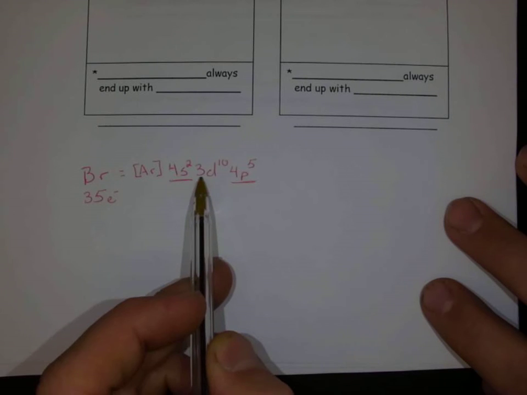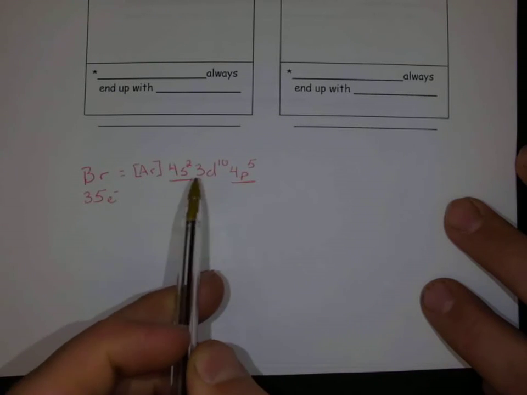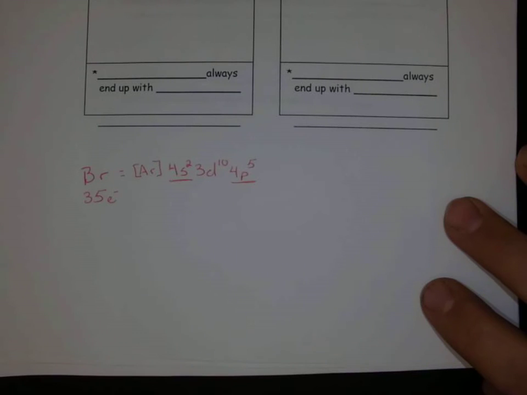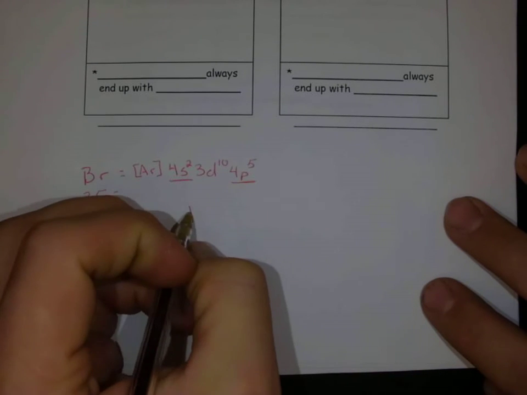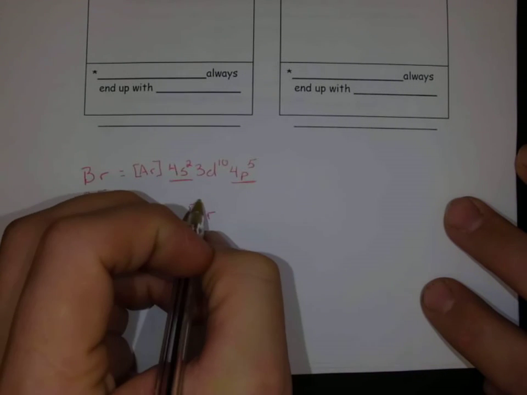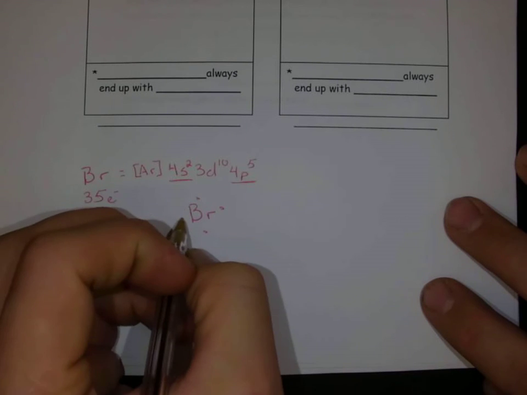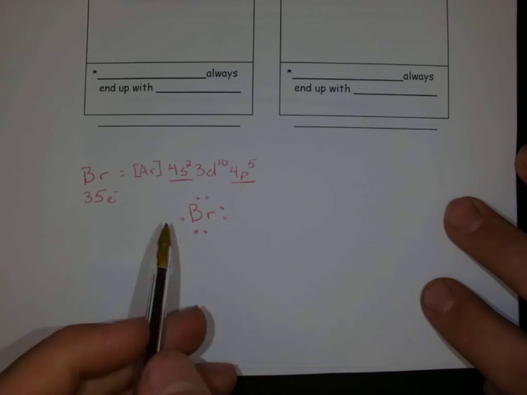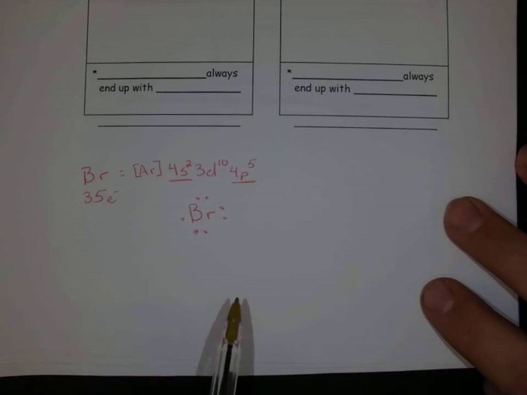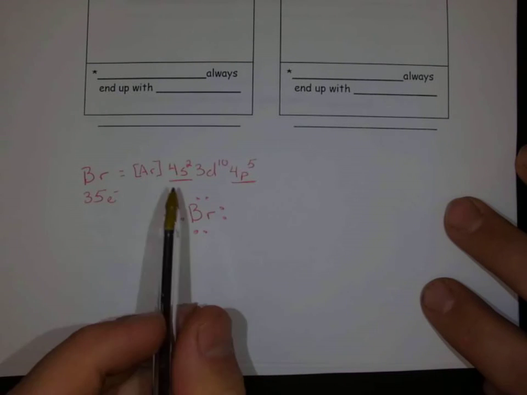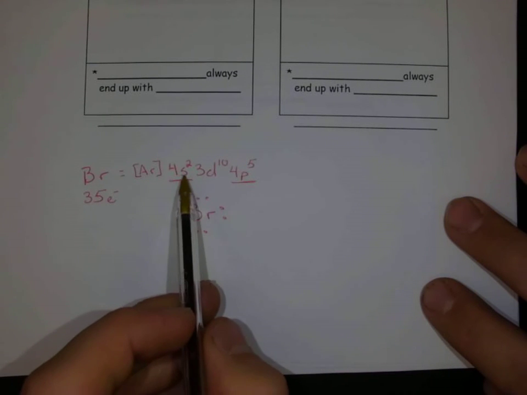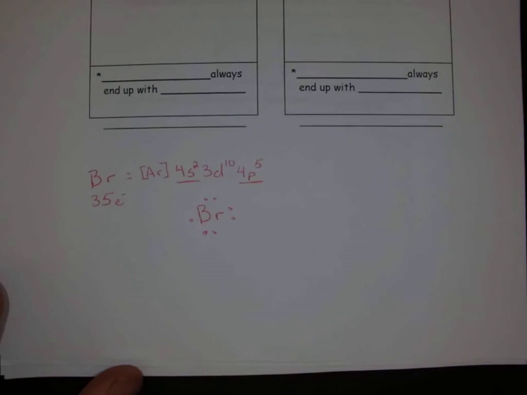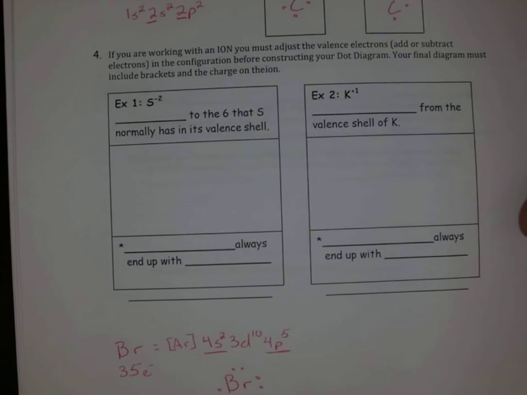3 is lower than 4. So the 4th energy level is my highest energy level. These 7 electrons are in my highest energy level. So my Lewis dot diagram for it would be 1, 2, 3, 4, 5, 6, 7 electrons. I have 7 dots around my bromine symbol, so I have 7 electrons that are in the highest energy level. 4s2, 4p5. 2 plus 5 is my 7 electrons. Now let's talk about if we have an ion.